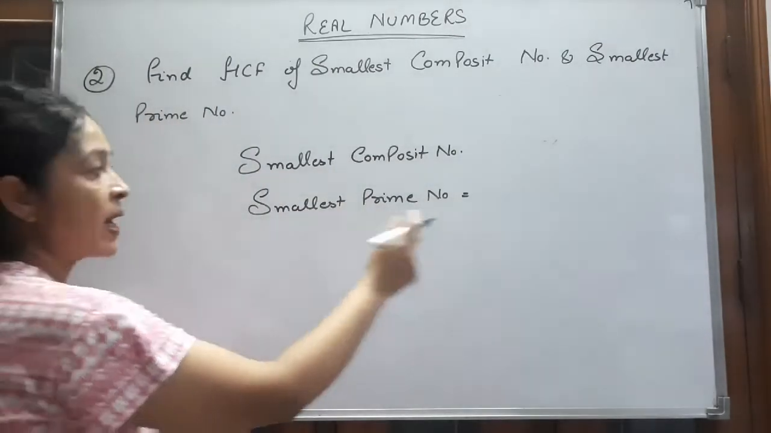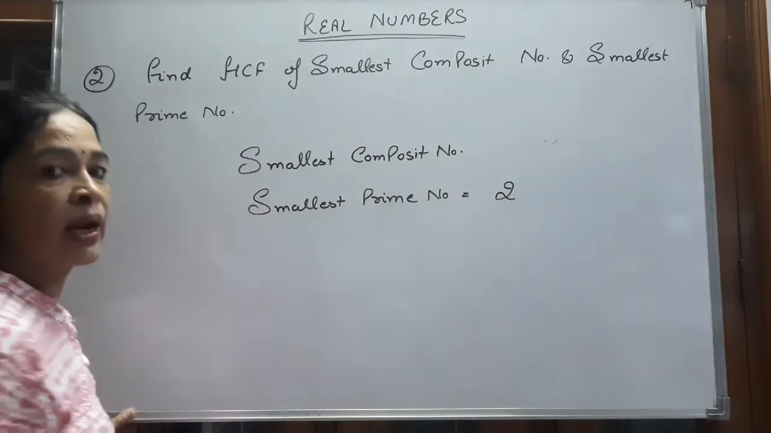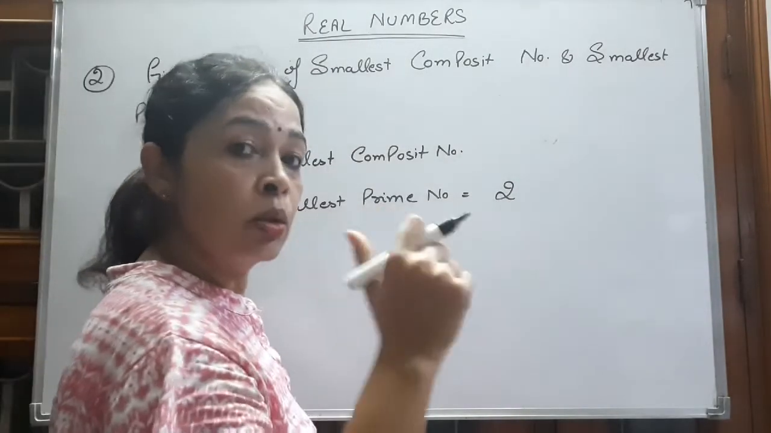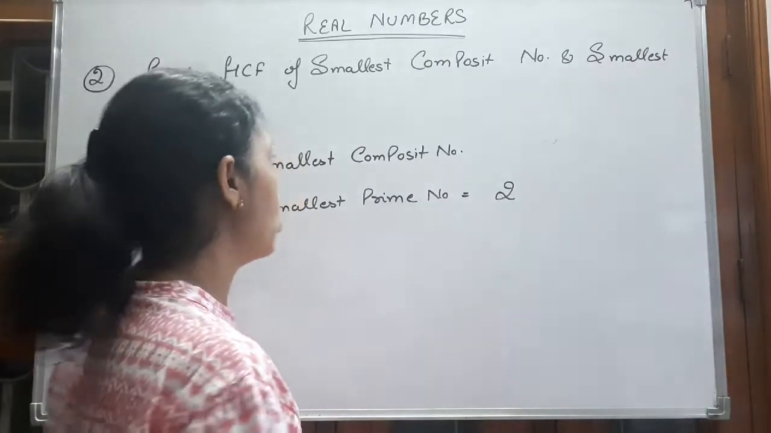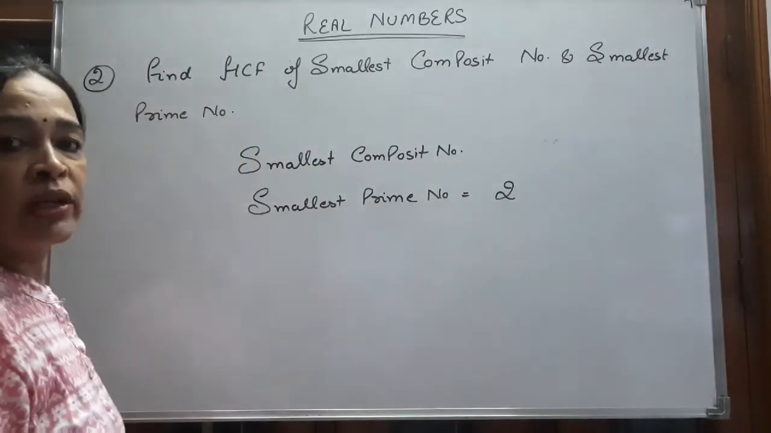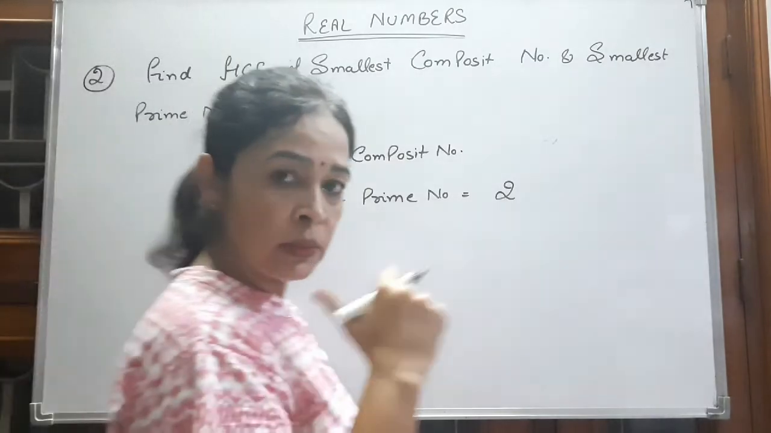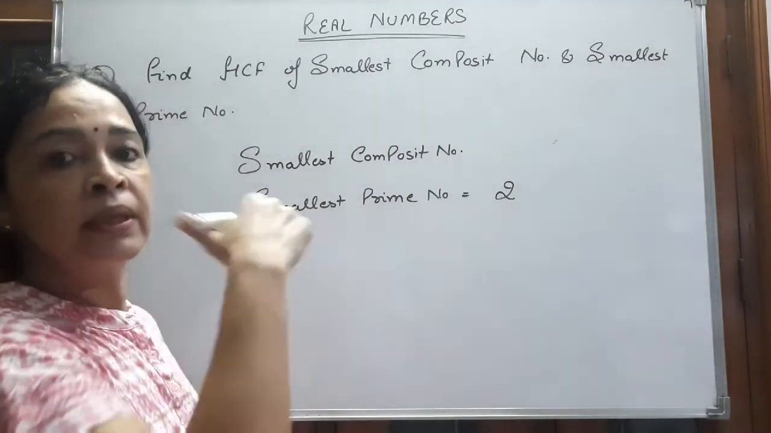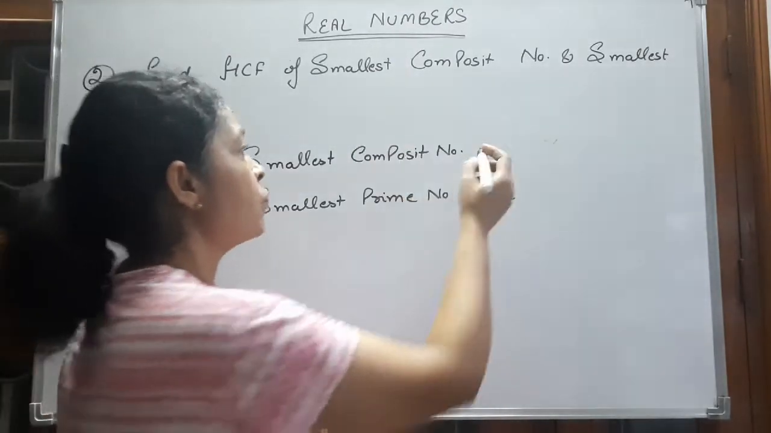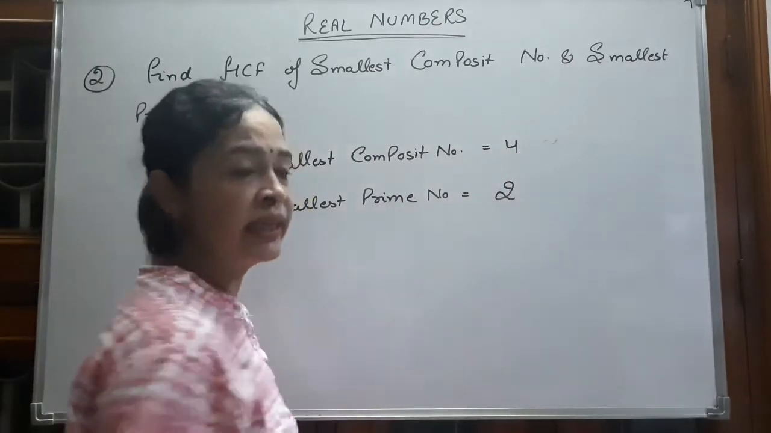And what is the smallest prime number? 2 is the smallest prime number, and 2 is also the only even prime number. Rest of the prime numbers are all odd. Now, what is the smallest composite number? 1 is neither prime nor composite. 2 is a prime number. 3 is also a prime number. So, 4 is our smallest composite number.